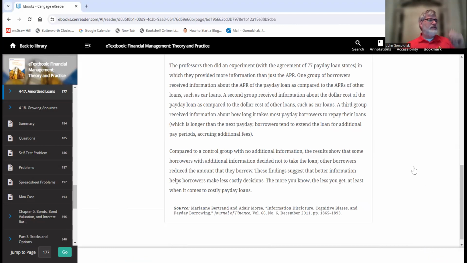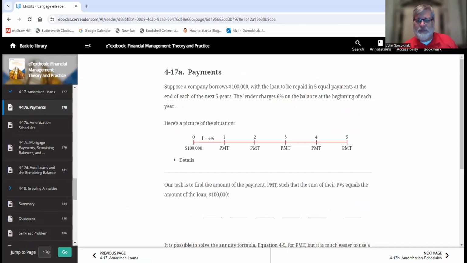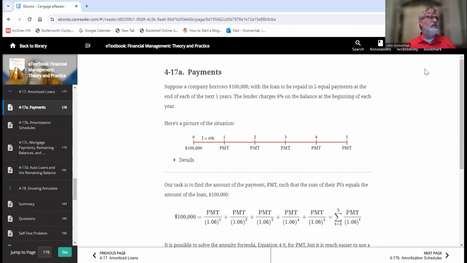But you could take a look at that. It's in the book, and it's a very interesting way of looking at things. All right, so let's talk about calculating the payment for an installment loan.